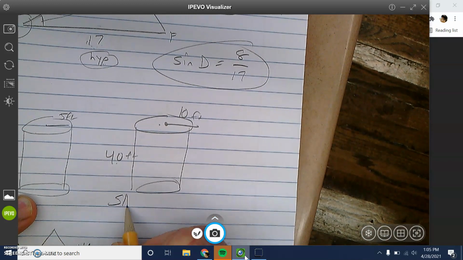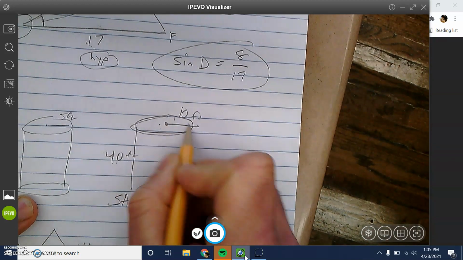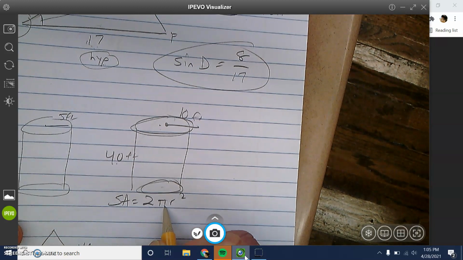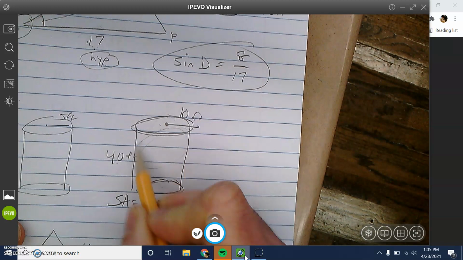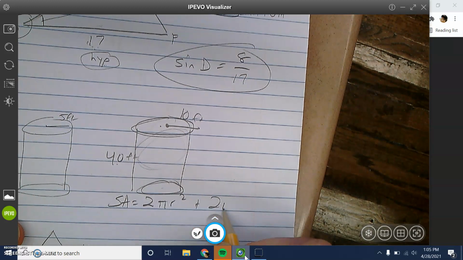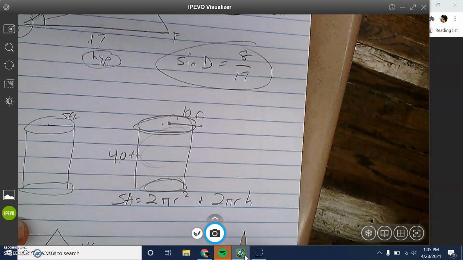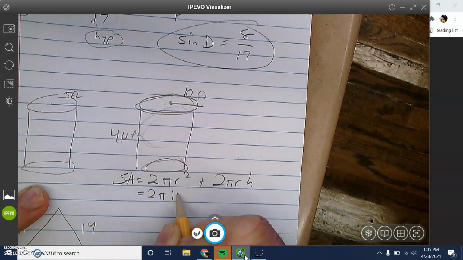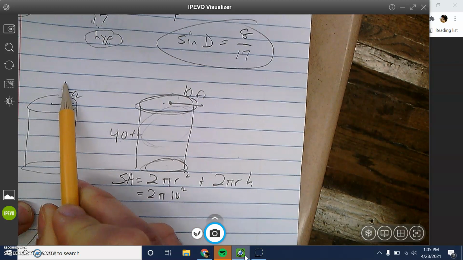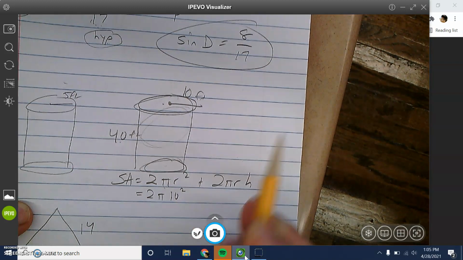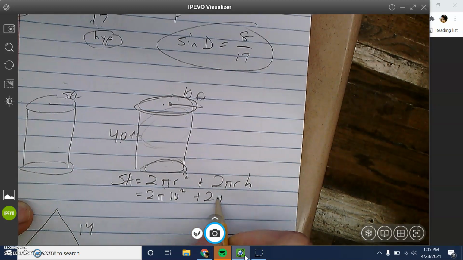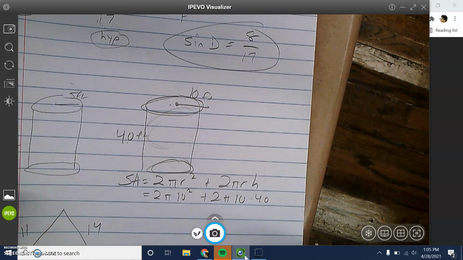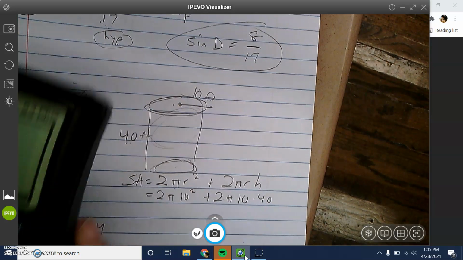Now I know the surface area is the 2 circles. So it's 2 times pi r squared, because the area of a circle is pi r squared, plus that rectangle in the middle, which is the circumference, times the height. There we go. So it's 2 times pi radius squared, not that radius. I need to double the radius, so I'm doing this radius. Plus 2 times pi times 10 times 40. There we go. Okay.